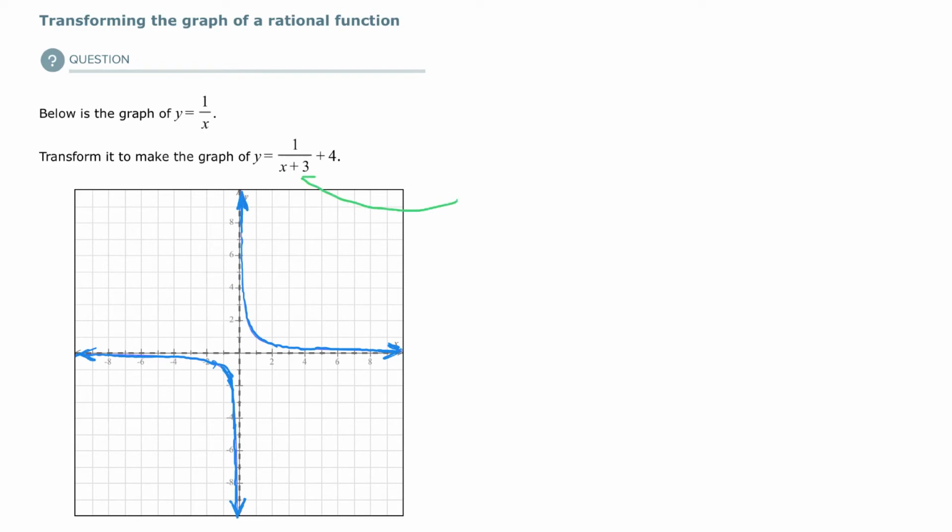Like this one here says to go left 3 units. And then this plus 4 here says add 4 to the total y value. Add 4 to your y value. What does that really mean? If you add a positive 4 to your y value, it really means what? Move up 4 units.